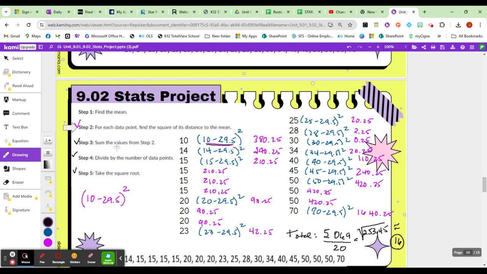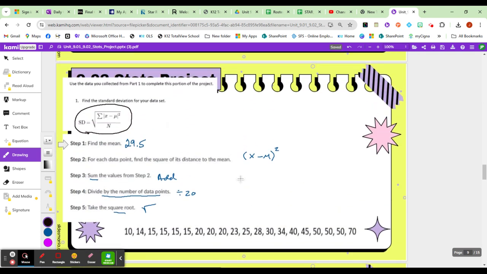Then we can keep following the directions. We added them all up. That gave me the 5,069. We divided by the number of data points, which is the 20. That gave us the 253.45. And then our last step was to take the square root. So for number 1, it says find the standard deviation. So we're going to say our standard deviation is 16. Just showing you the process there.